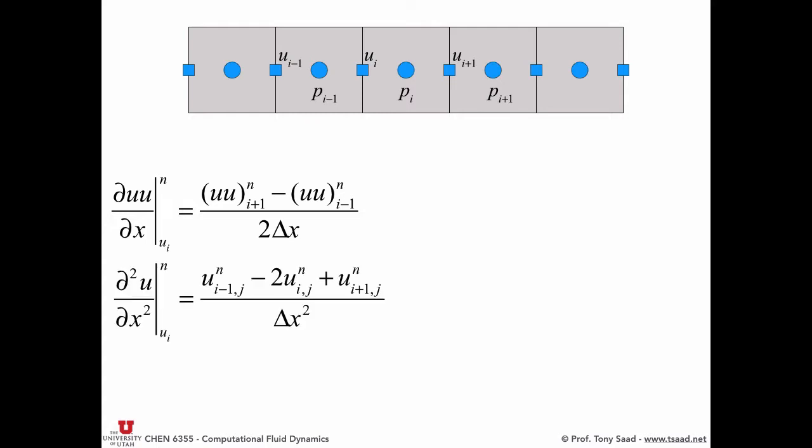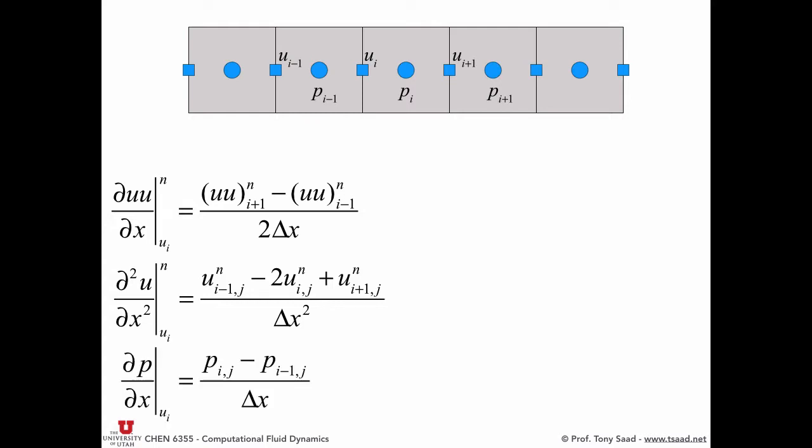Now, the diffusion term, d2u by dx squared at u_i. That's, again, u_{i-1} minus 2 u_i plus u_{i+1}. And it lives here. Okay, it lives here. So those are the terms on the right-hand side of the u momentum equation.